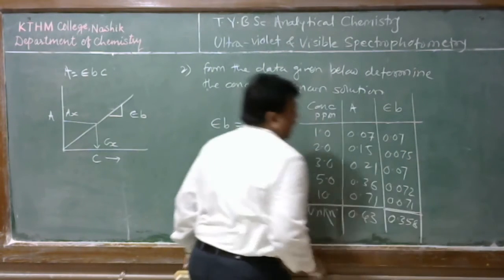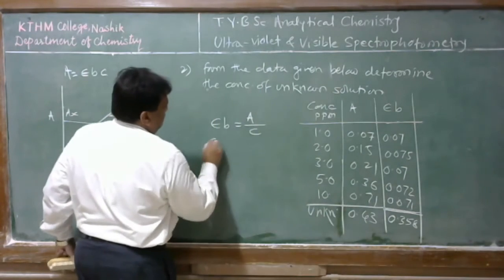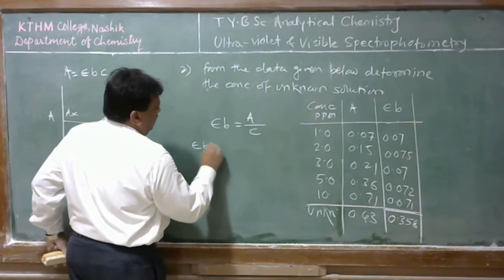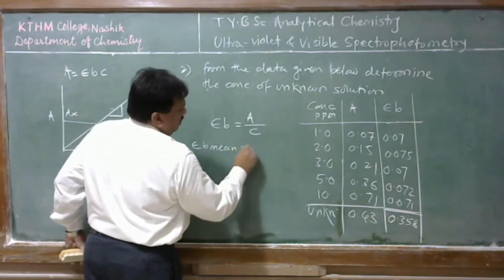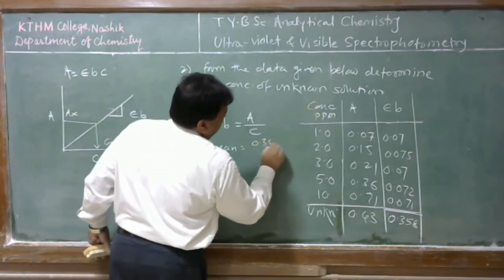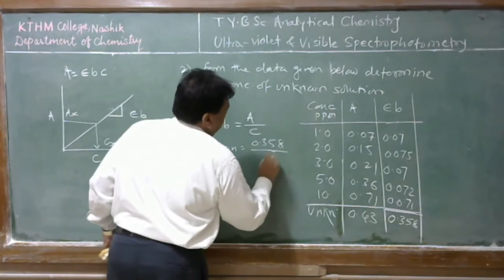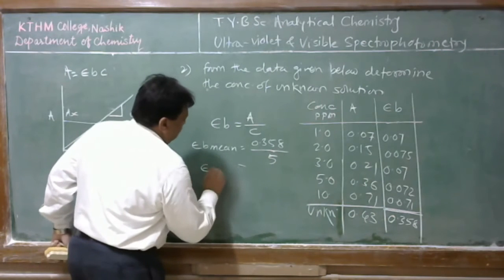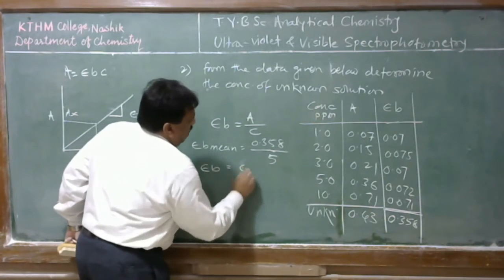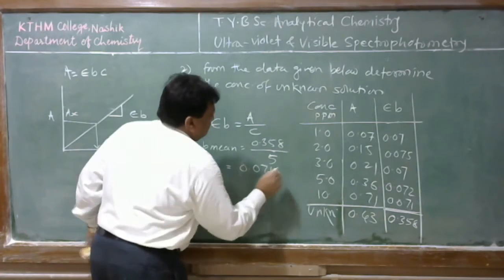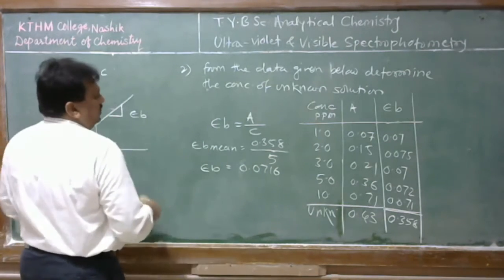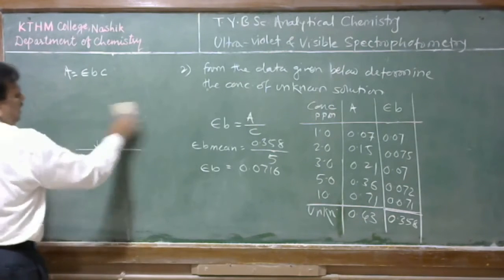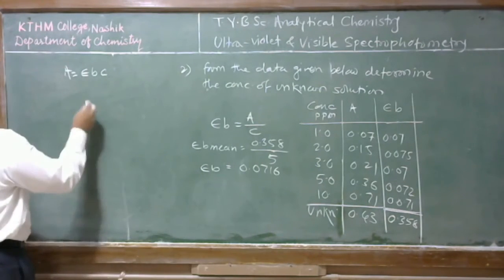0.358, and if we take the mean, that is epsilon B mean, it is equal to 0.358 divided by 5, and finally epsilon B is equal to 0.0716. And when we put this value into this equation, then we can find out the concentration of the sample.